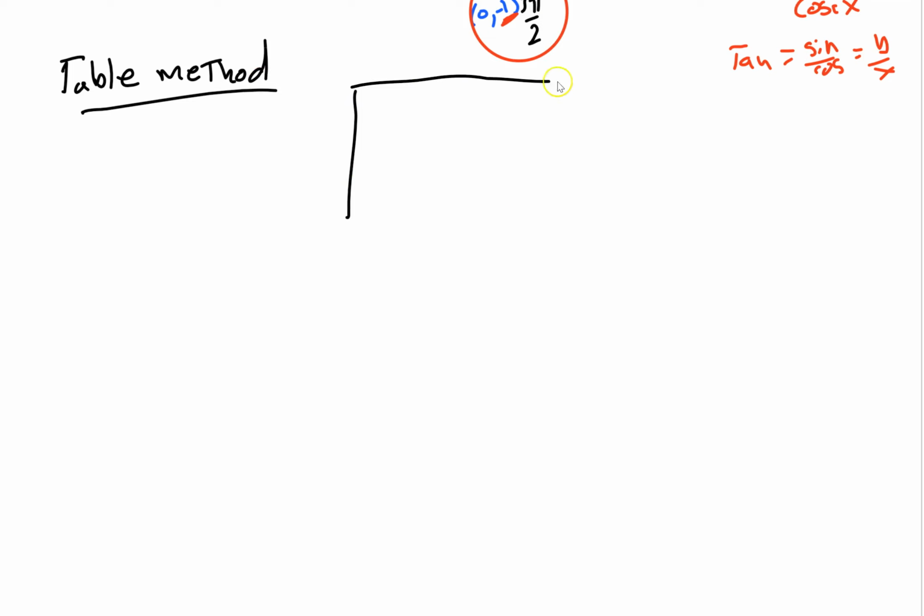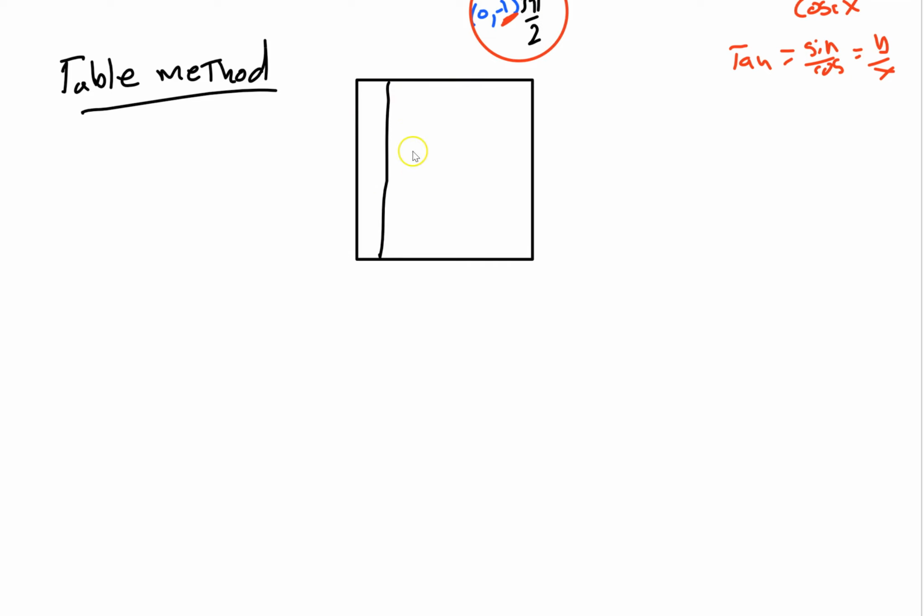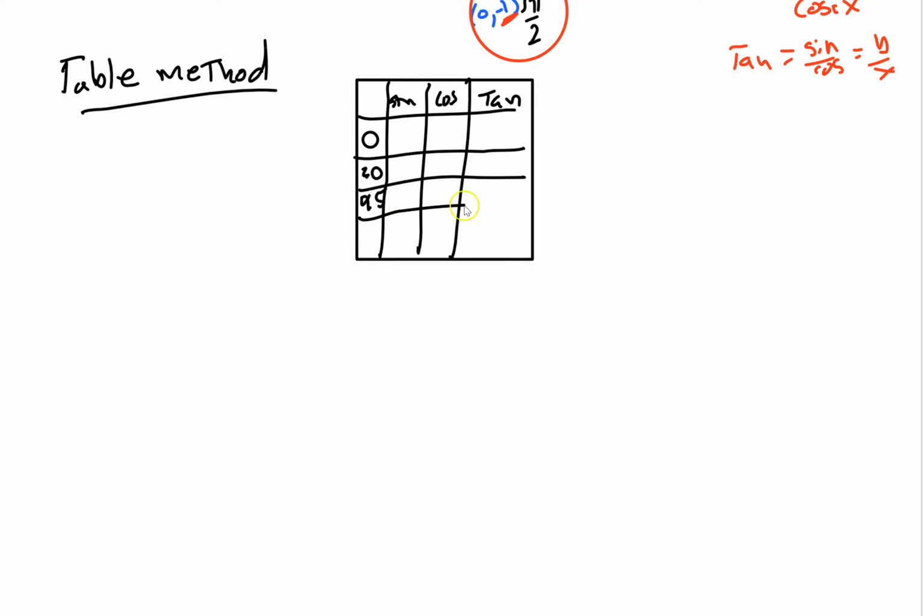Let's see, sine, cosine, tan. Not the best, but whatever. Sine, cosine, tan. Draw a little table. We're going to have 0, 30, 45, 60, and then 90. Now don't forget, we also know that we should know those in radians automatically.